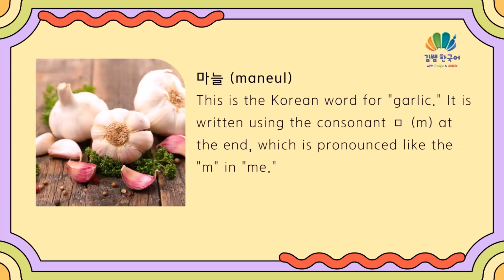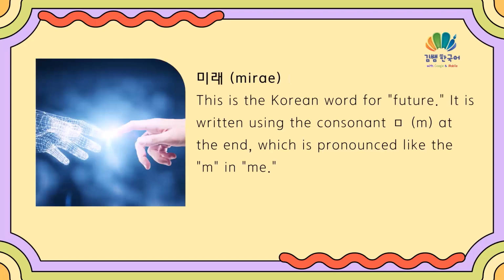In me, 마늘. This is the Korean word for garlic. It is written using the consonant 미음, M, in the middle, which is pronounced like the M. In me, 미래. This is the Korean word for future. It is written using the consonant 미음, M, in the middle, which is pronounced like the M.